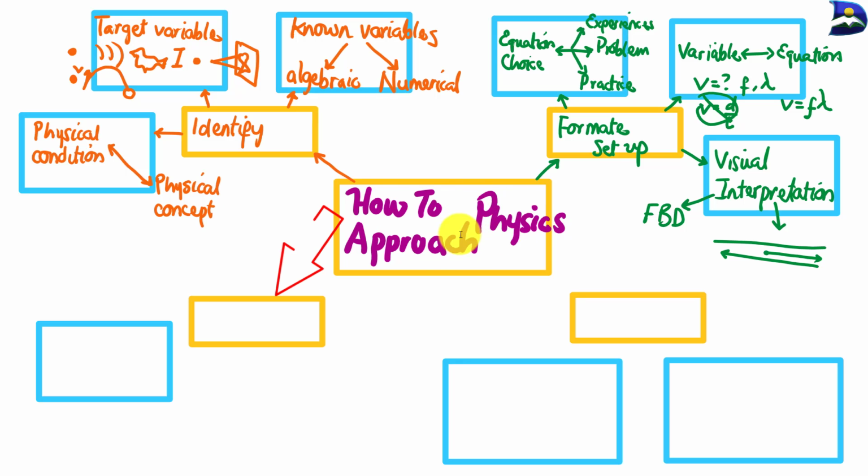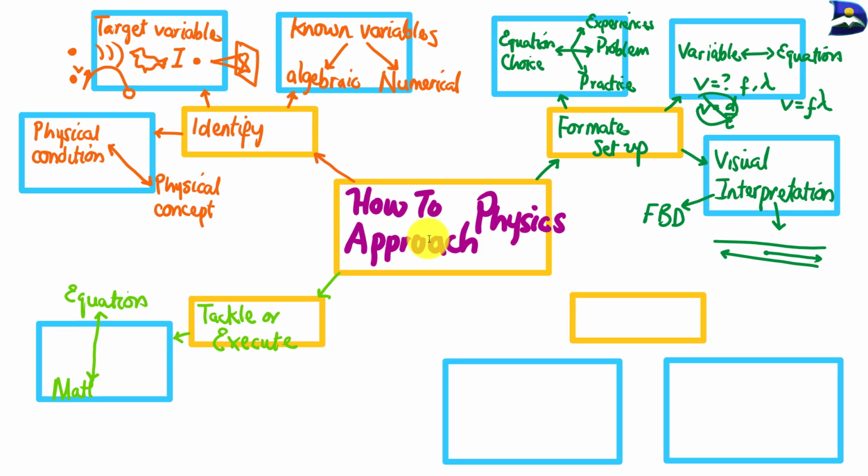The next approach to physics, which is the third, is what? Here we're going to look at how to tackle a problem, or some people might call it execute, which means we are going to do two things. We're going to look at the equation and see how we transition into the thing that people love, I hope: the mathematical skills.